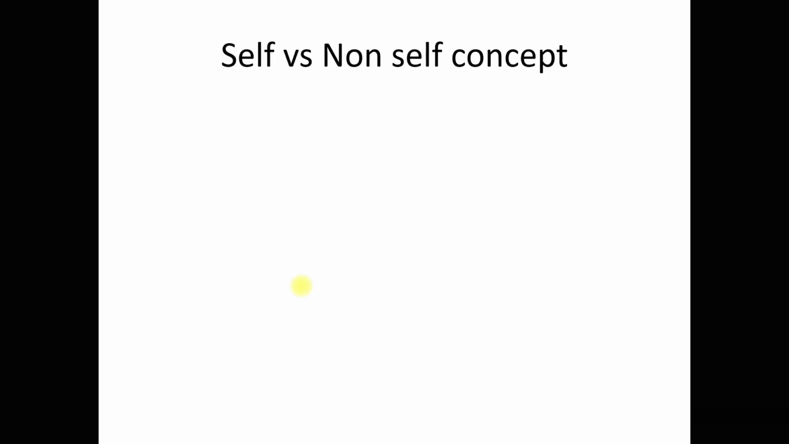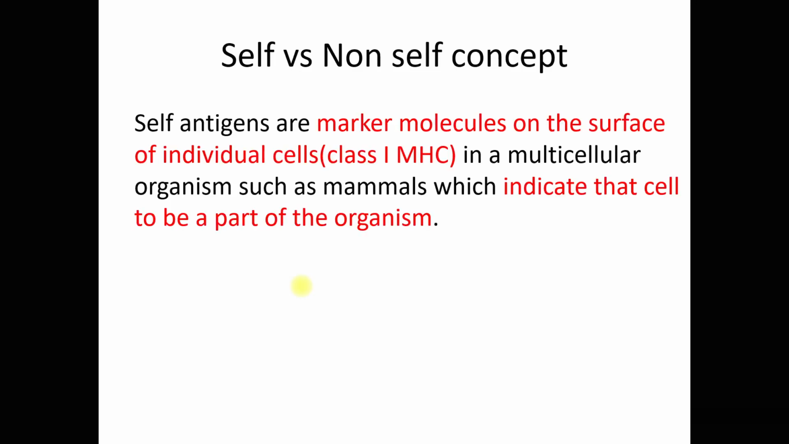Now, the self and non-self concept. Now, self antigens. Self means badan kita sendiri, right? So self antigen means antigen daripada badan kita sendiri. Alright, so self antigens are marker molecules on the surface of individual cells in a multicellular organism, such as mammals, which indicate that cell to be a part of the organism.